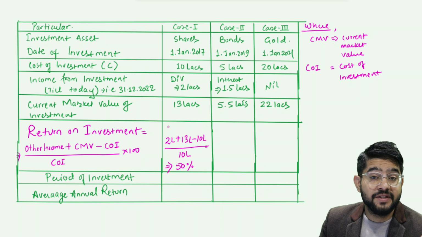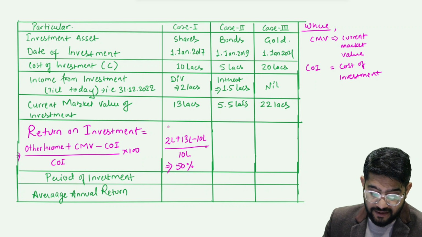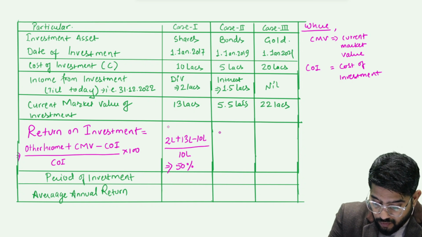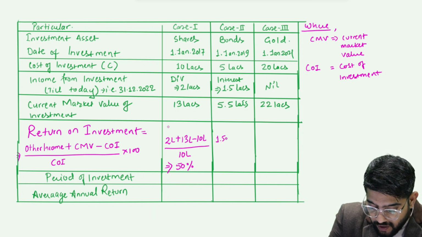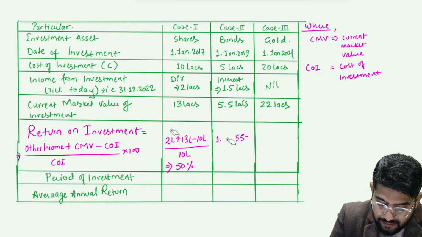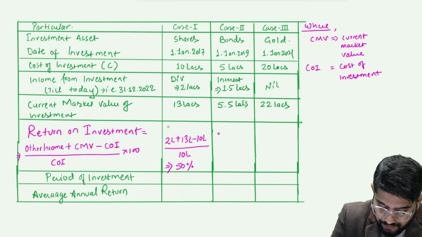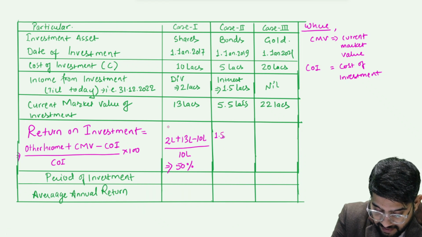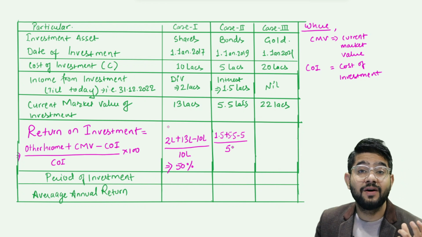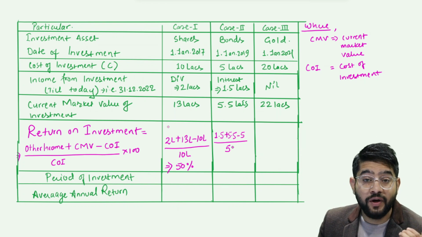So 50% is our return in case of shares. Similarly, in case of bonds, we have earned other income of 1.5 lakh and our current market value is 5.5 lakh, that is (5.5 minus 5) divided by 5. So what is our capital gain? Capital gain is 0.5 lakh.